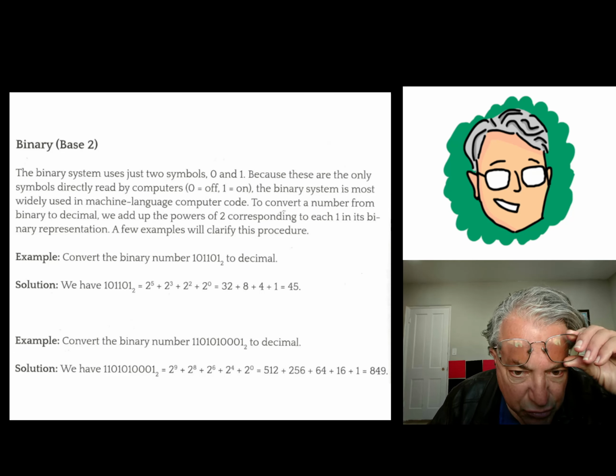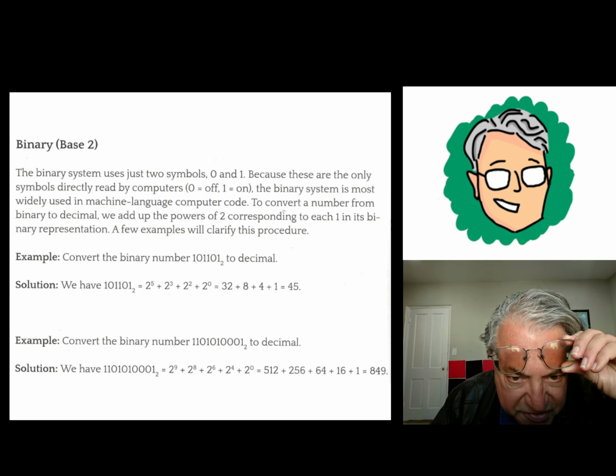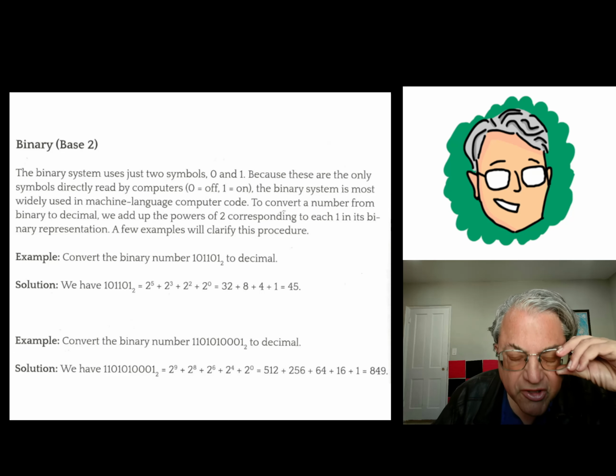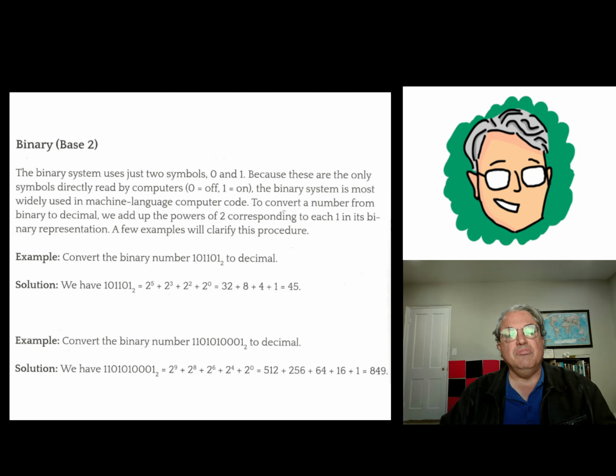And here's another, a little bit more complicated example. Here's a bigger binary number, 1101010001. I'm not going to go through this example in detail, but it's the same idea. And if you want, you can shortcut it. You can just keep track of all the places, which is what I've done here.